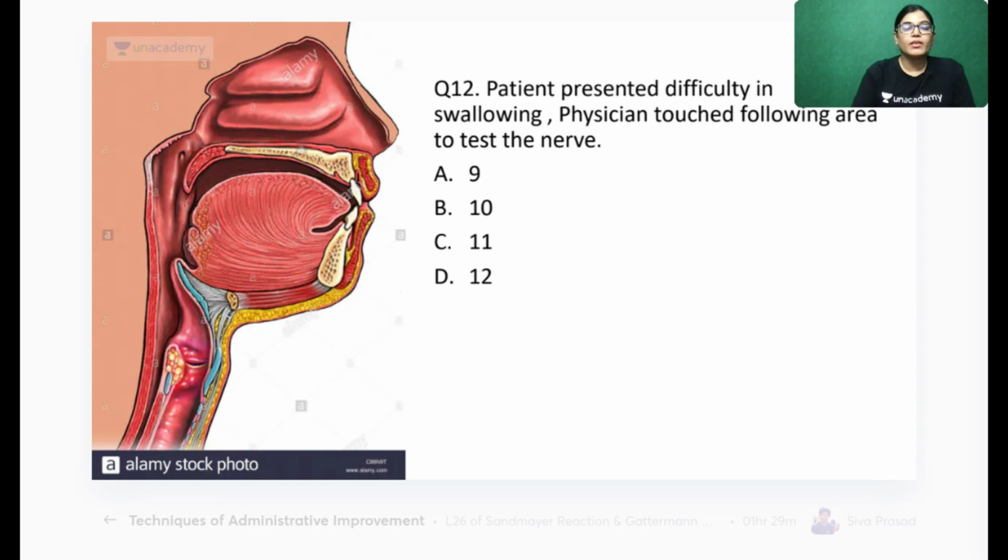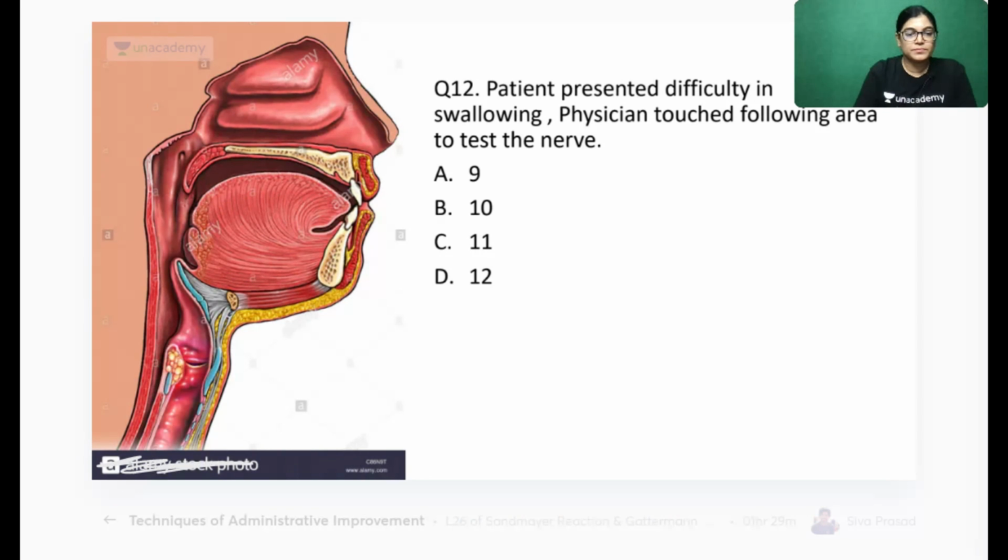Okay. Now, one of the questions was a patient presented with difficulty in swallowing. The physician noticed the following. So you have to just tell me which is the correct answer, which nerve. So actually, the area which was involved here.